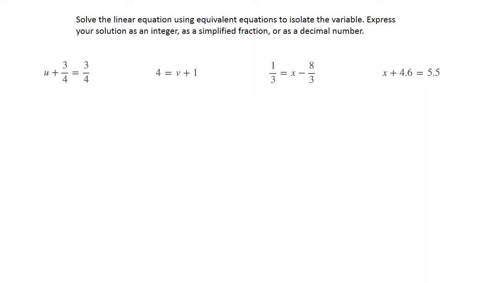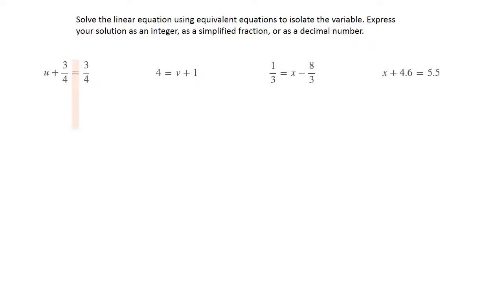Hey guys, in this video we're going to look at different ways to solve equations just using addition and subtraction. So we're going to start. It doesn't matter whether you have fractions, whole numbers, or decimals. If you've got to move one of those terms, you'll move it in the same way. So let's look at the first equation on the left.